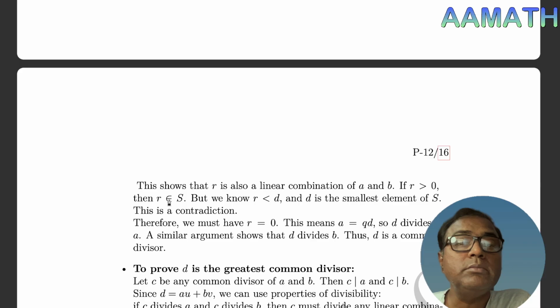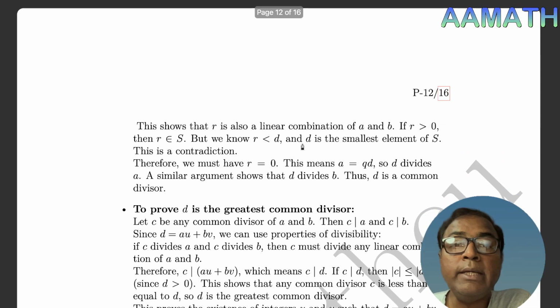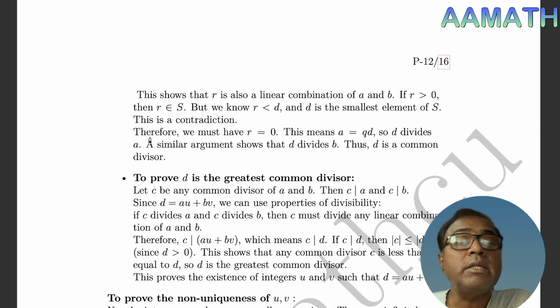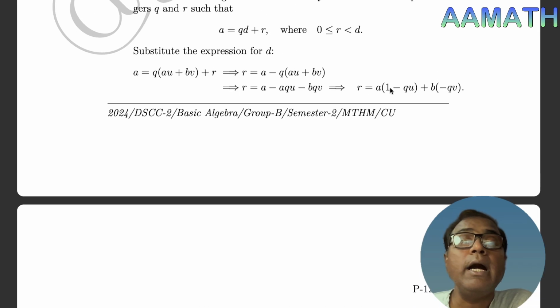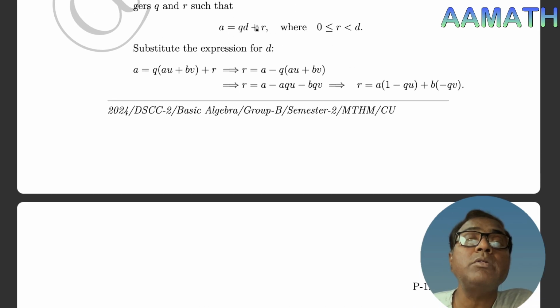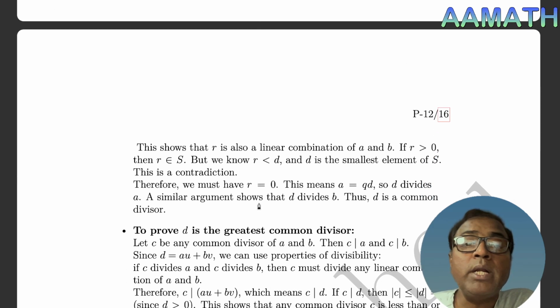If r is greater than 0, then r belongs to S. But we know that r is less than d, and d is the smallest element of S. So this is a contradiction. Therefore we must have r equal to 0. This means that a equals qd, because r equal to 0 is the only possibility. Similarly, by the same argument, we can show d divides b, and thus d is a common divisor of a and b.